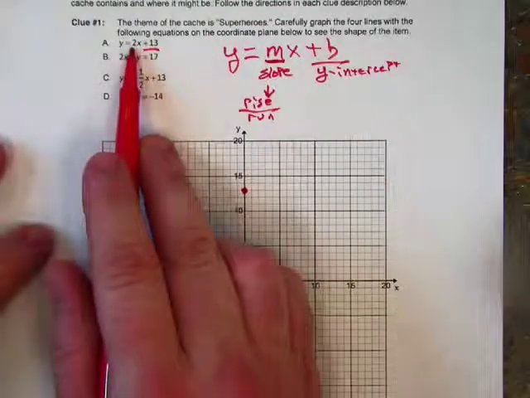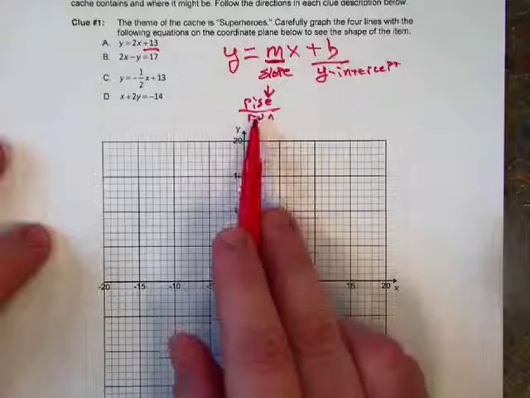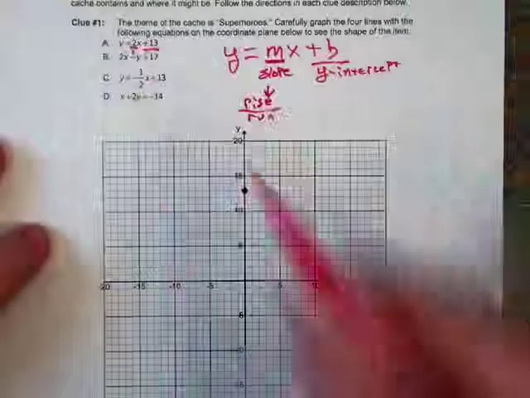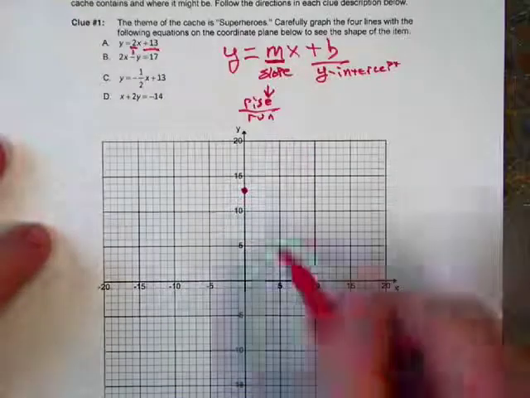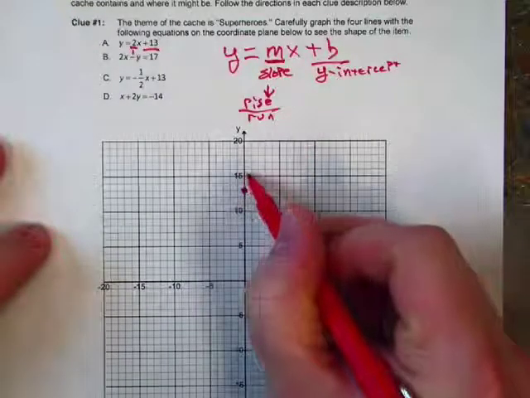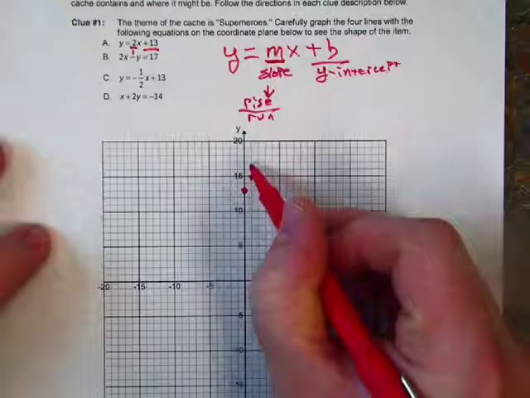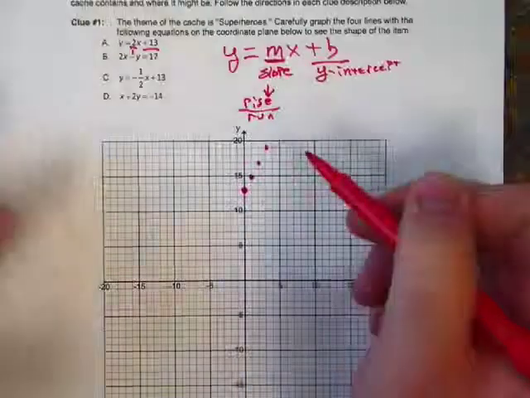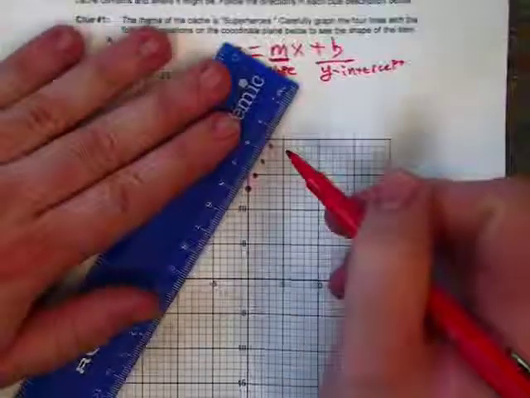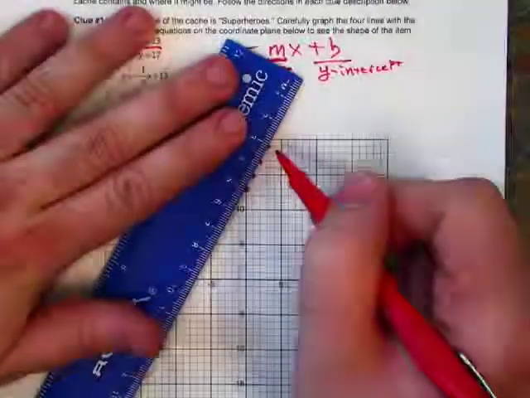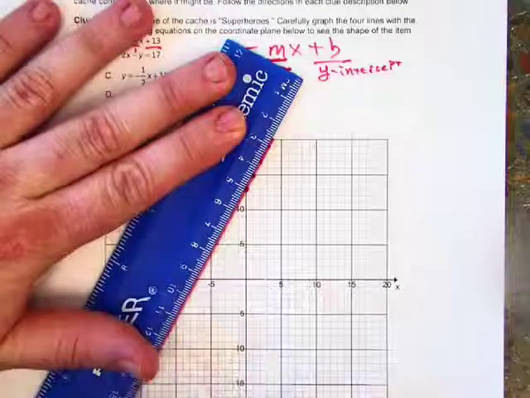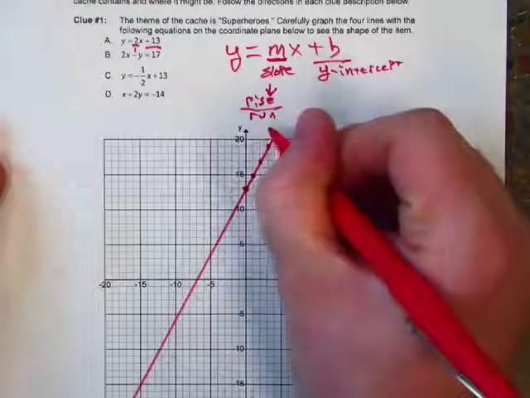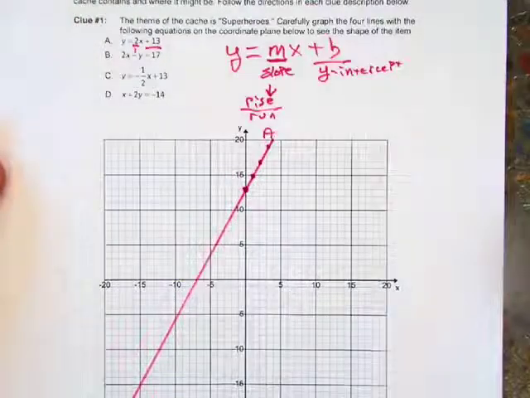Now the slope is 2, but we need it to be a fraction. Well, if you ever have a whole number, you can just simply draw a line and put a 1, so it's 2 over 1. So that means we rise 2 and run 1. Rise 2, run 1. And we see that we're getting a line out of this. So we're just going to draw this line. Okay, so now we have A. And I'm just going to go ahead and label that so we know that that's A.